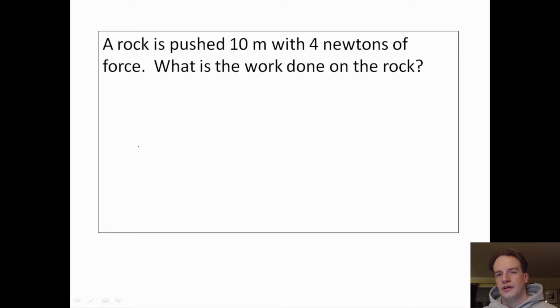Try this one on your own. A rock is pushed 10 meters with 4 newtons of force. What is the work done on the rock?